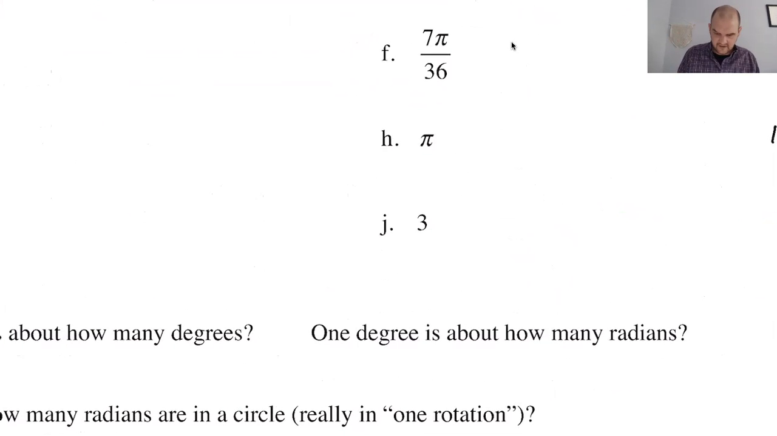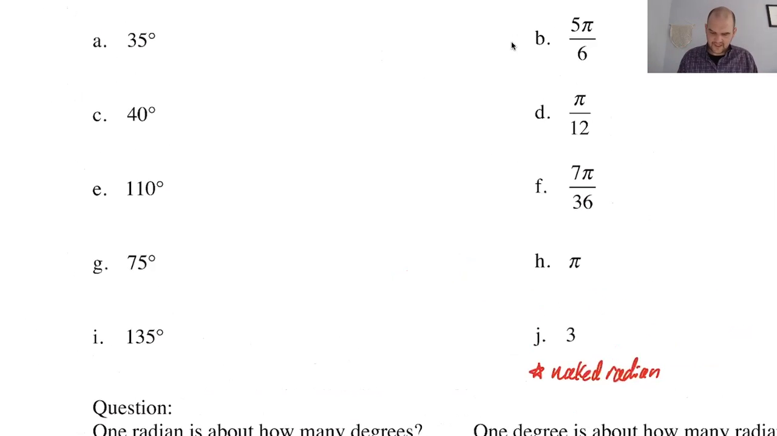So I'm going to say that 3 is a naked radian. That's not a technical term. I don't think you will find that in the literature anywhere. I think of all radians that don't have pi in their numerator as naked radians. They should have had pi. Radians want to be in terms of pi, and when they're not, they look weird. They're what I call naked radians.